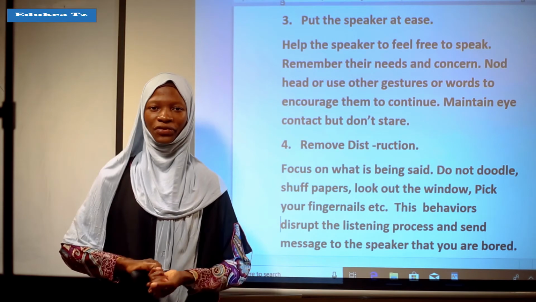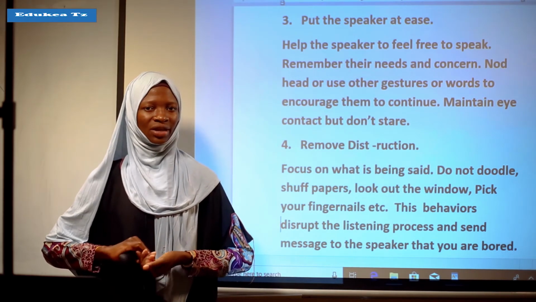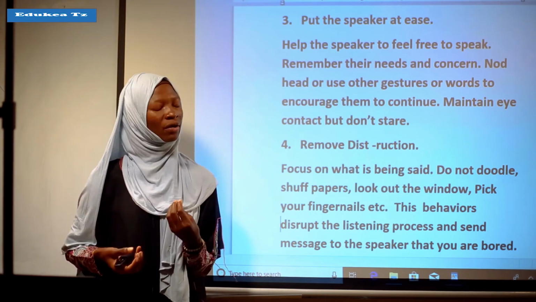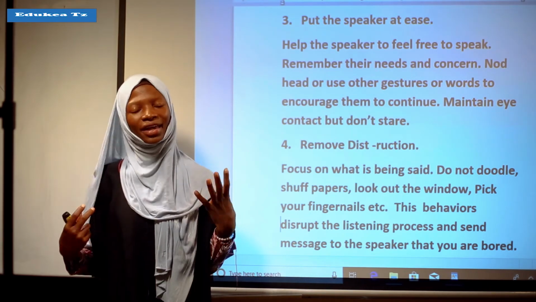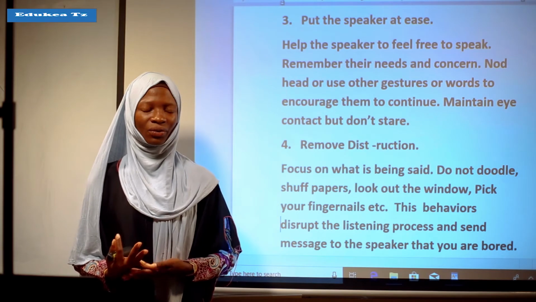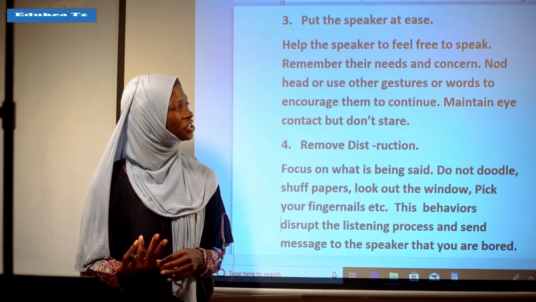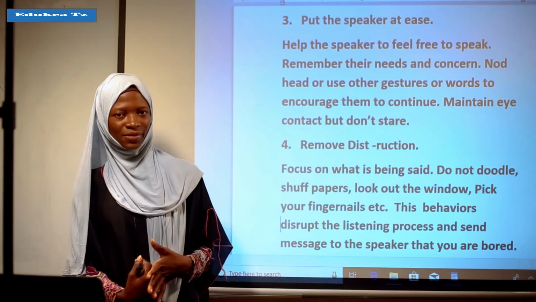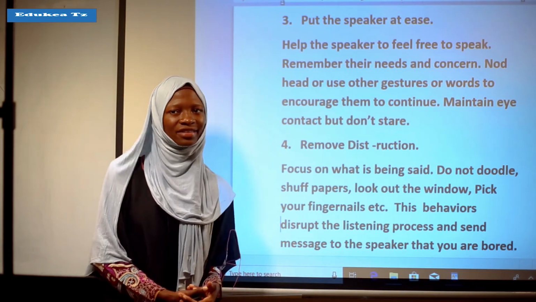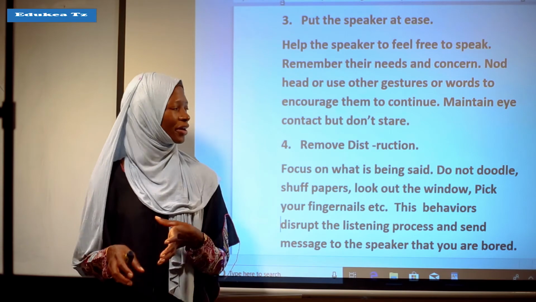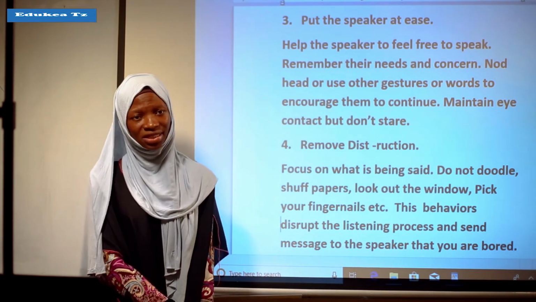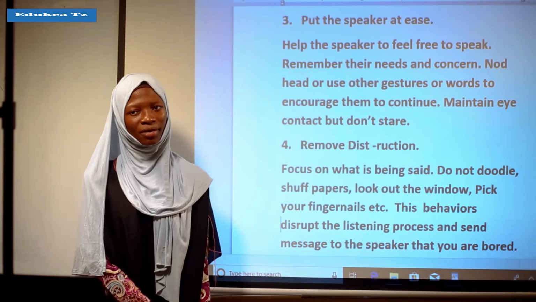How can you prove to your speaker that you are listening attentively? You have to show cooperation, maybe by nodding your head, or by saying, when he or she asks if I am clear, yes, sir. Oh, yes, madam. Oh, no, madam. That is showing cooperativeness. This will make the speaker free about what she or he is speaking about.